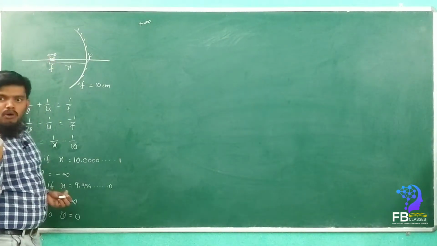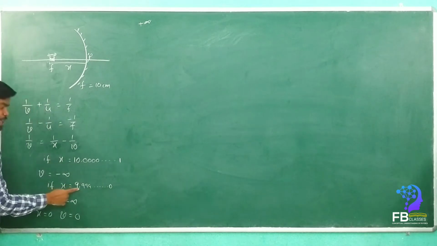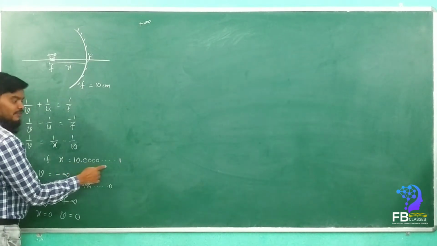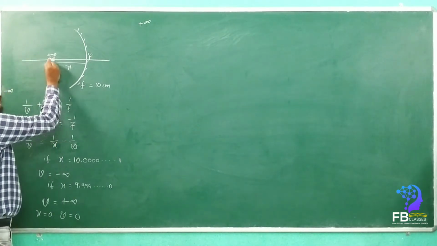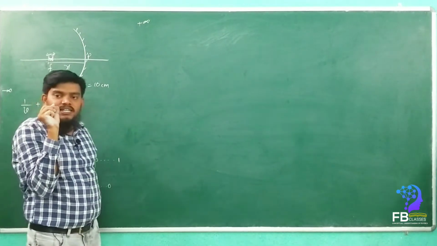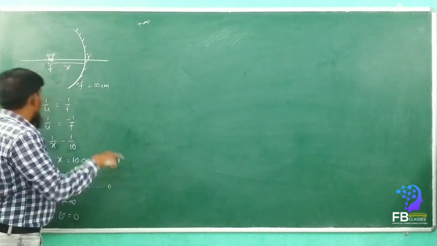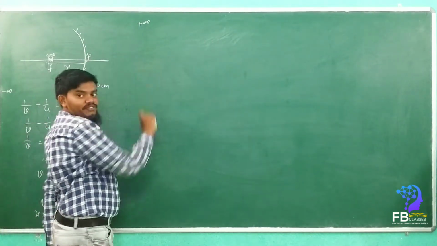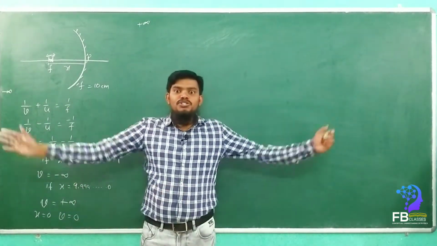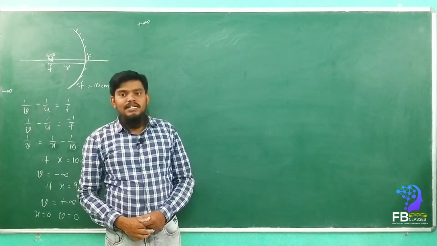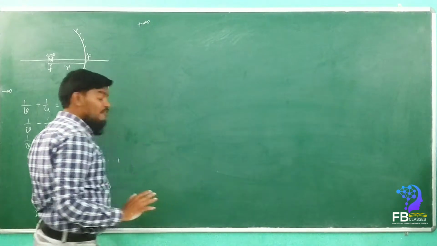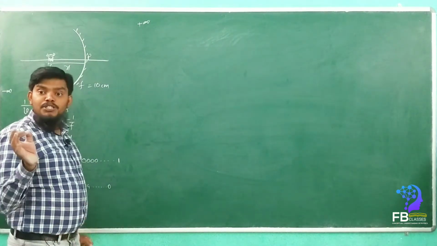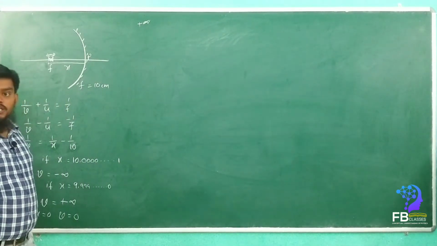So just small values. See here, 9.99999 to 10.0001, a very small value, right? If the object is moved a very small distance, then where does the image move? Minus infinity to plus infinity. Are you getting my point? A huge distance will be traveled by the image. Are you getting my point, everyone? Yes, sir. This is the main mechanism of the principal focus point.